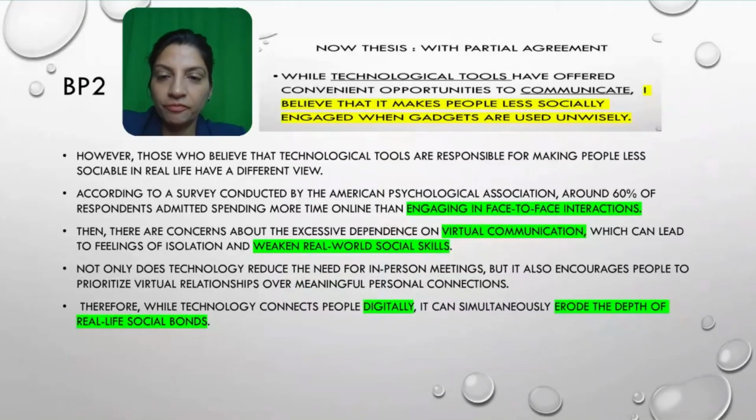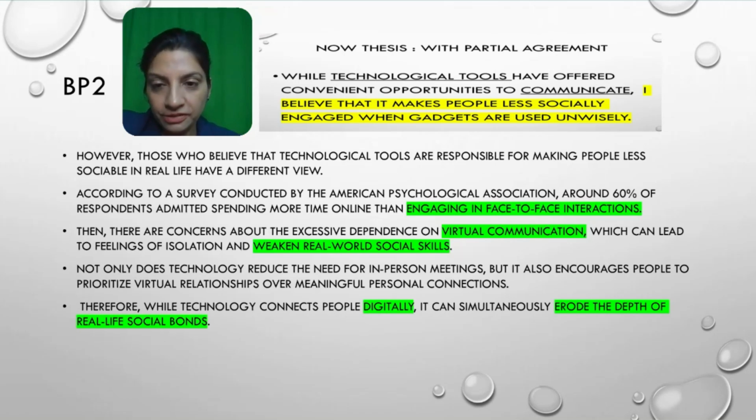BP2. The way we have to write BP1, in a similar way, BP2 is to be written. But what to write in BP2 depends upon your thesis statement. The statement is written above. We are supposed to write in BP2 what we have written in the second part of the thesis statement. What is there? I'm going to read. I believe that it makes people less socially engaged when gadgets are used unwisely. So I'm going to explain this in our BP2.